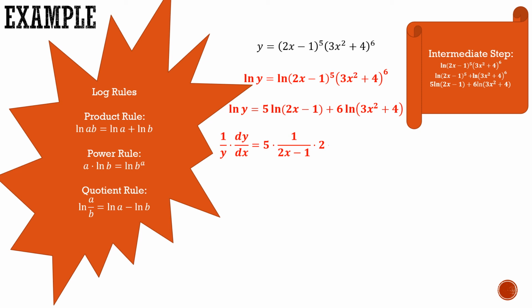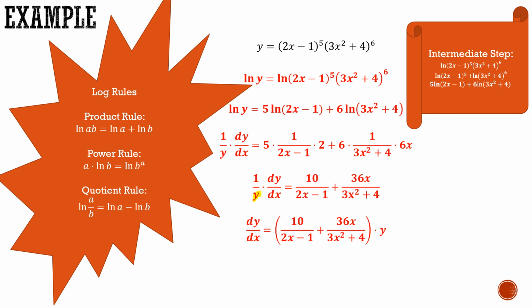So that's 5 times 1 over 2x minus 1 times 2 plus 6 times 1 over 3x squared plus 4 times, again, the derivative of the inside, which is 6x. Simplifying that, I get 1 over y dy dx equals 10 over 2x minus 1 plus 36x over 3x squared plus 4. Now that it's simplified, again, I want to get rid of this y over here because I have to keep in mind that I'm solving for dy dx, so I don't want this y over here.